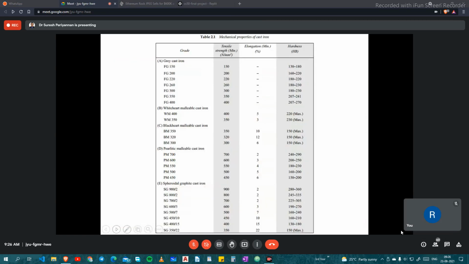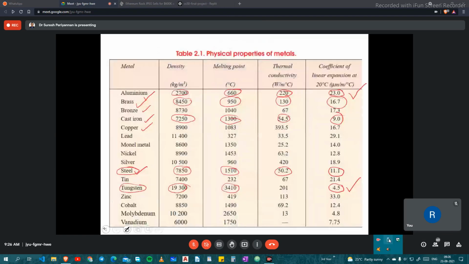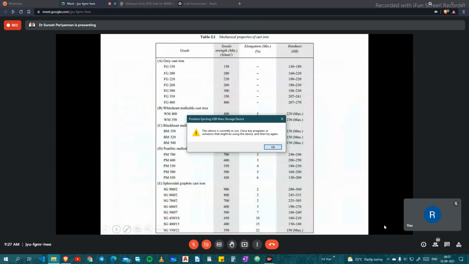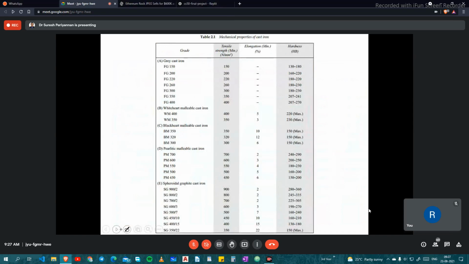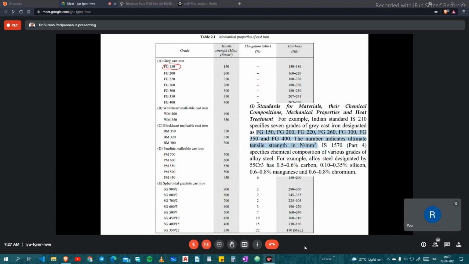Now, I come to another thing. See here, FG, I mean mechanical properties. Whatever we were discussing now is physical properties. Now I come to the mechanical properties. See FG 150. As I told you, we discussed in the earlier class about FG. FG is standards for materials, their chemical compositions, mechanical properties, and heat treatment.